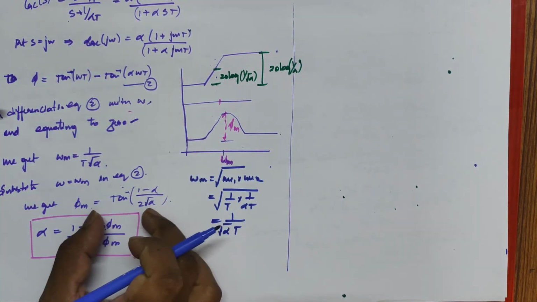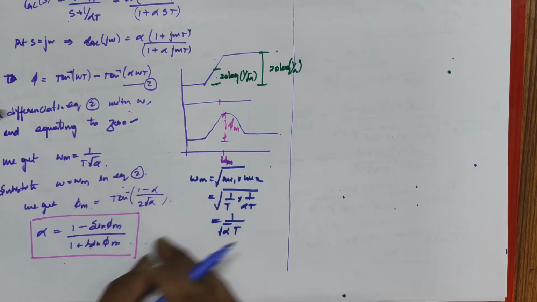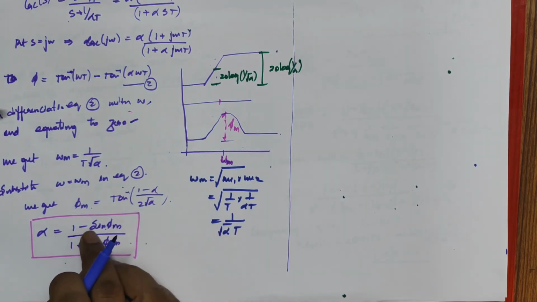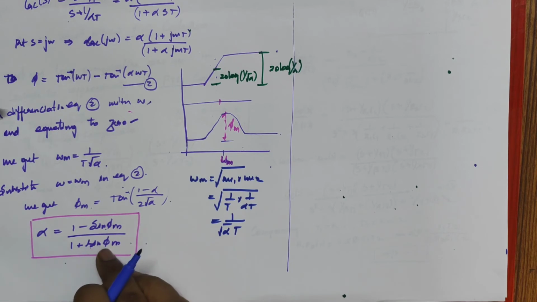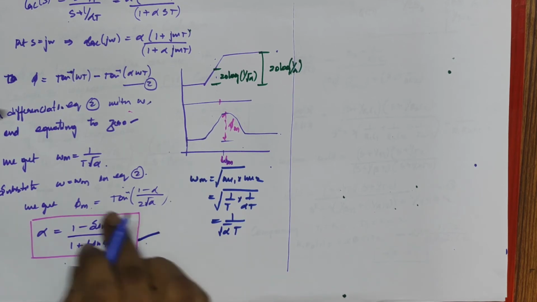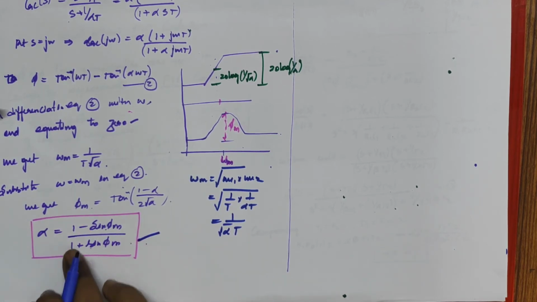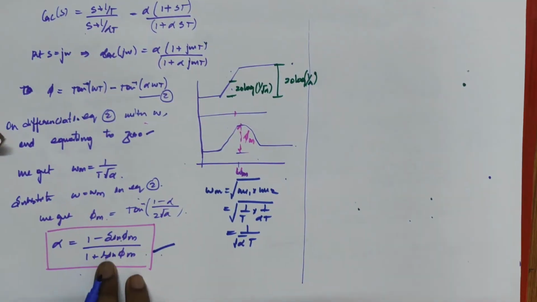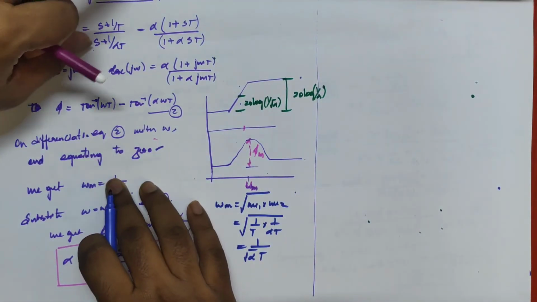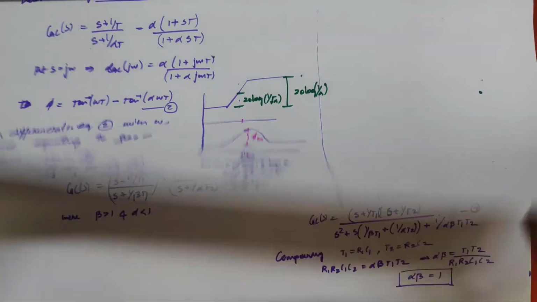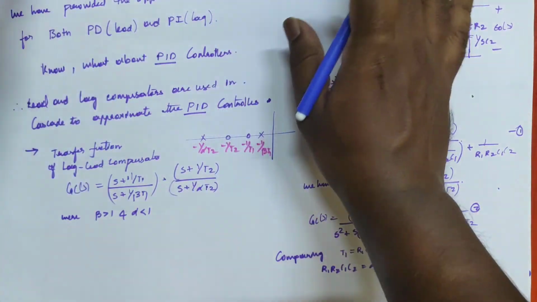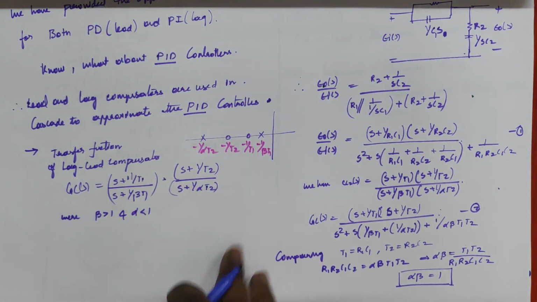That is the phi m value obtained. So again we get alpha equal to (1 minus sin phi m) by (1 plus sin phi m). Okay, so we need this equation, alpha, and how we got alpha after derivation. Now again, we have dealt with the lead compensator, we have dealt with the lag compensator.